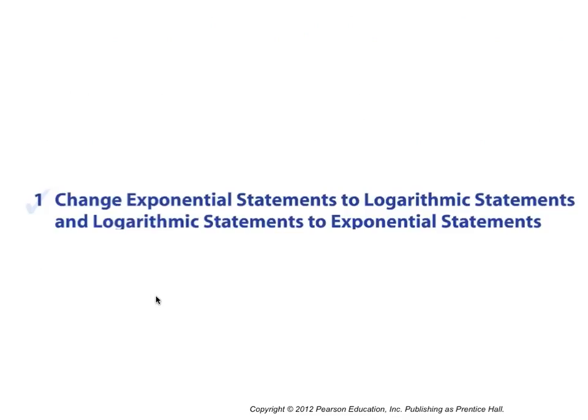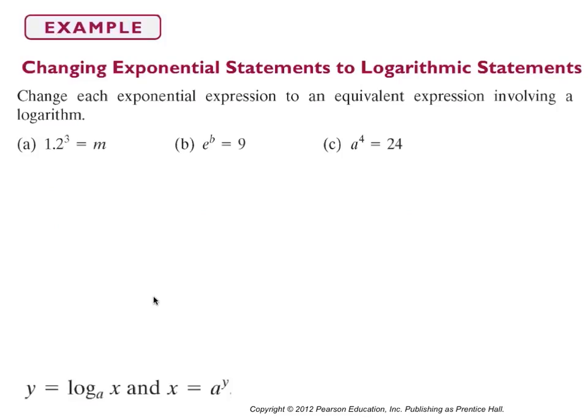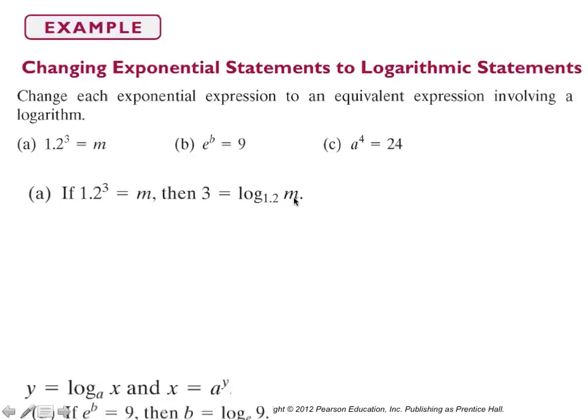Okay, so the first thing we're going to do is change exponential statements into logarithmic statements, and then we're going to go from a logarithmic statement into an exponential. So let's say we have 1.2 to the 3rd power equals m. We have our rule down here. This is the one that I suggested you put on a note card. If we have 1.2 to the 3rd equals m, 1.2 is our base, so that's going to be our a. The m was by itself, so that's going to be our x, and our power is going to be our y. So in this case, we have 3 equals log base 1.2 of m.